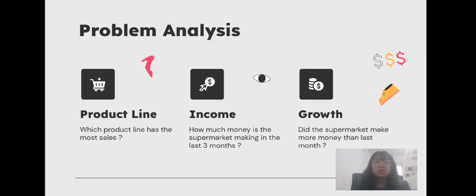Next is problem analysis. In this project, we want to solve 3 problems by answering these 3 questions. The first is which product line has the most sales. The second, how much money is the supermarket making in the last 3 months. And the third, did the supermarket make more money than the last month?